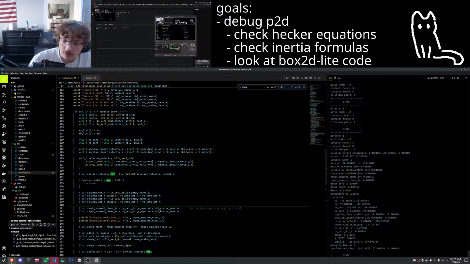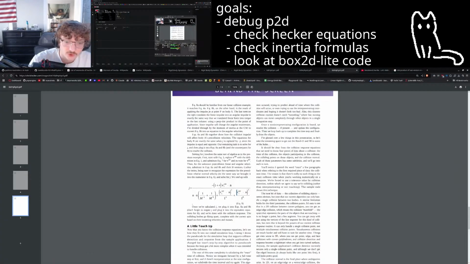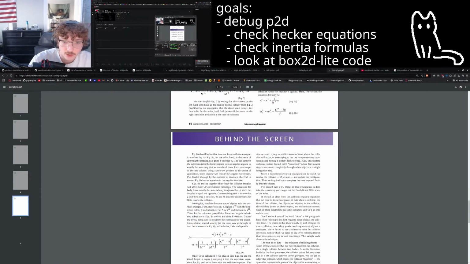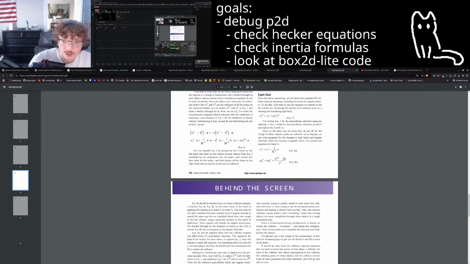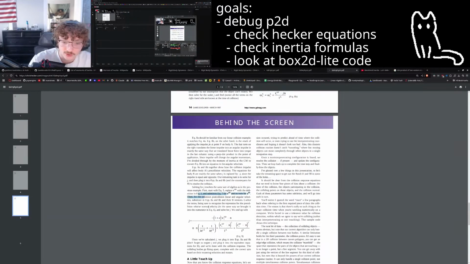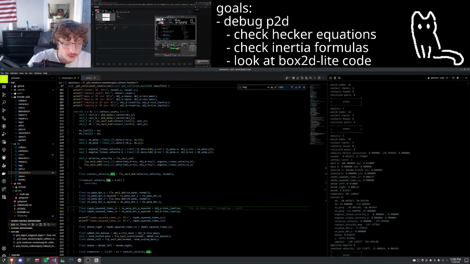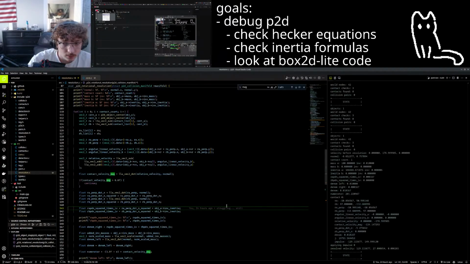Well, what is J described as? The impulse is J times N, so that it's like the actual directional force. I guess J is just like the linear, the magnitude of the impulse, and then the impulse is the magnitude times the normal.